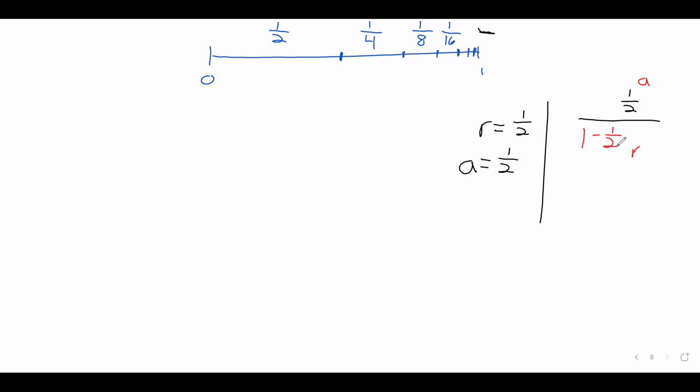But we have the same thing ultimately. We have 1/2 over 1/2, which is 1. So this is a geometric series, it converges, we take all of these times together, and it doesn't matter that there are an infinite number of times, because when we add them all up, the result is 1.